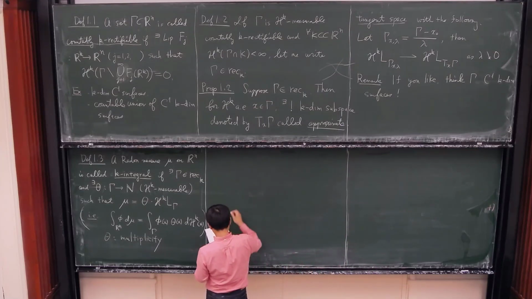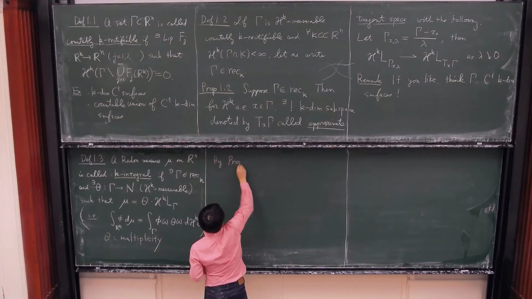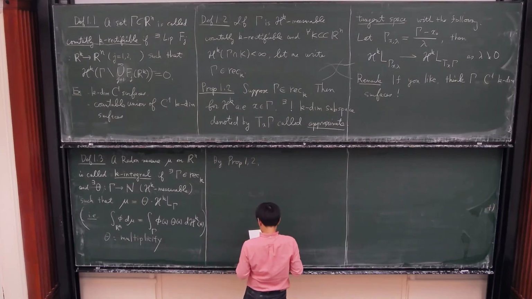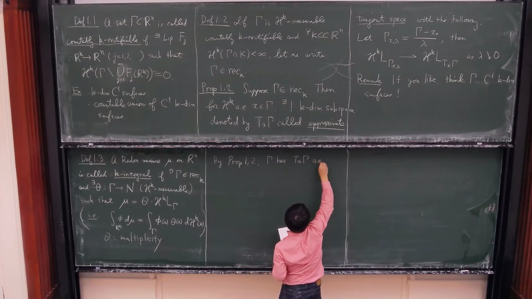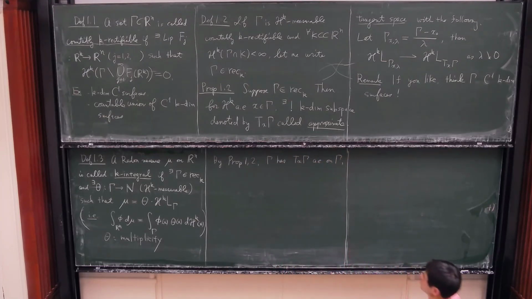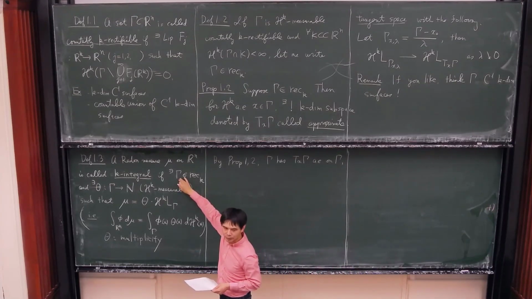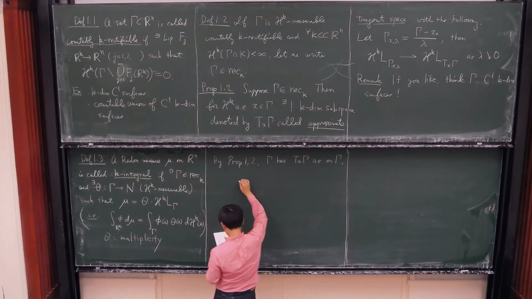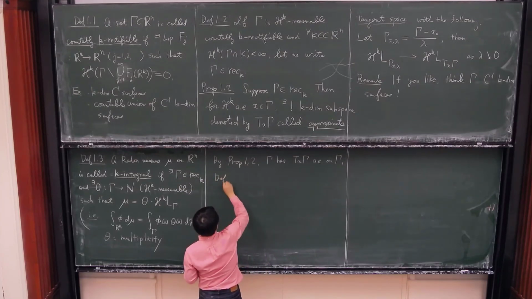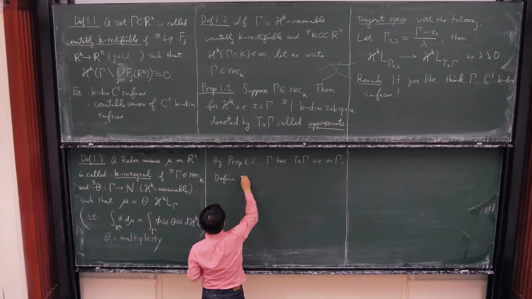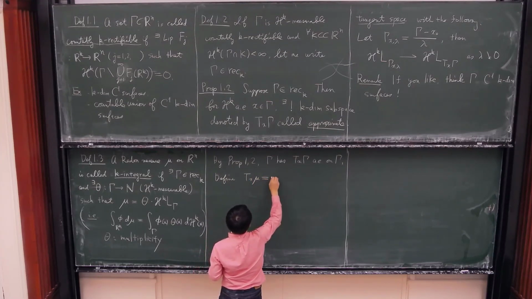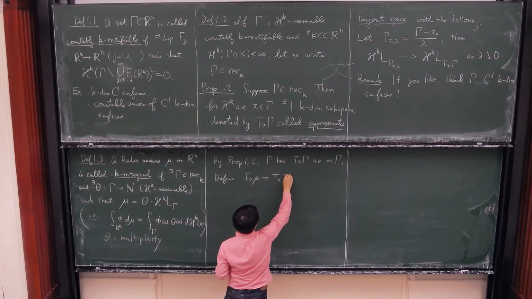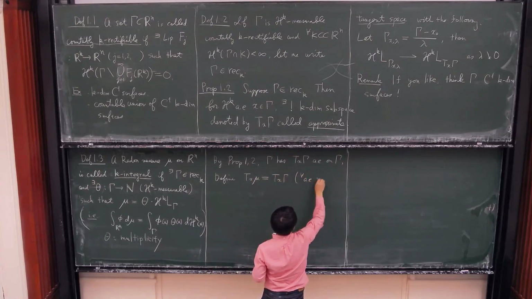I want to introduce this by Proposition 1.2. This gamma has an approximate tangent space almost everywhere on gamma. As I said, in this class of surface, this has a tangent space almost everywhere, an approximate tangent space almost everywhere. And so for later purposes, I want to define, for this k integral measure, the tangent space of this measure to be just the tangent space of this gamma for almost all x.